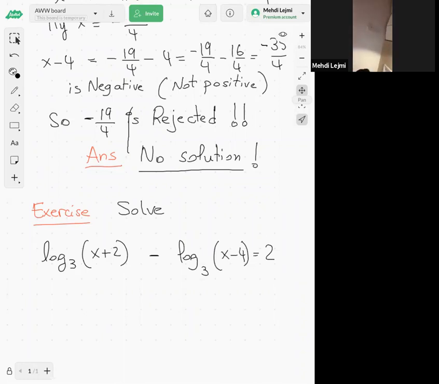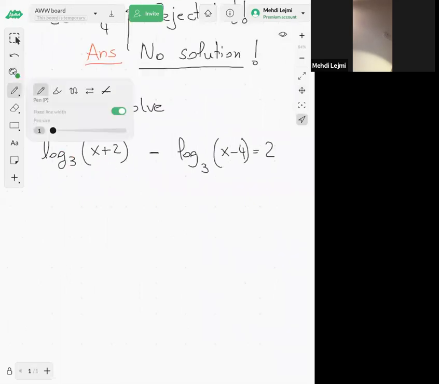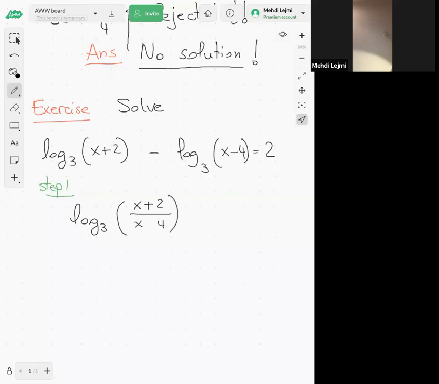Okay, guys, so I guess you're done with this exercise. So I'm going to go over the exercise. First step, because it's a subtraction, we're going to combine the two logs into one log. Because it's a subtraction, we're going to have a fraction, right? So that's log in base 3 of x plus 2 over x minus 4. Again, guys, be careful in the test or in the final. If it's a minus, you're going to have a fraction. If you had a plus here instead of a minus, then you're going to have x plus 2 times x minus 4. Okay, just be careful.